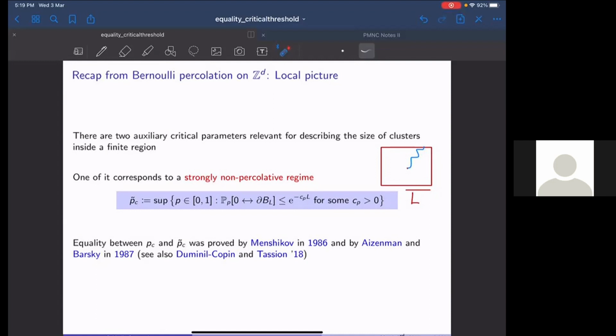If some of you are familiar with, let's say, random graphs, that's kind of what happens there. When you have a subcritical level, you have clusters of logarithmic diameter. Now, it is not actually very difficult to see that.